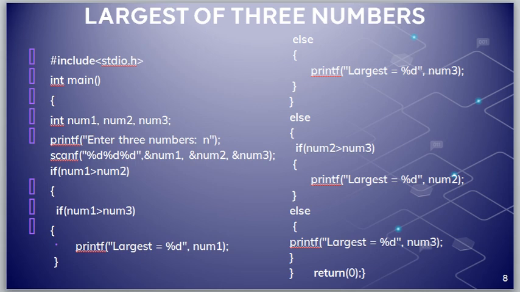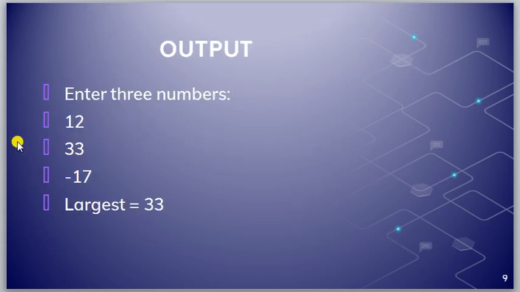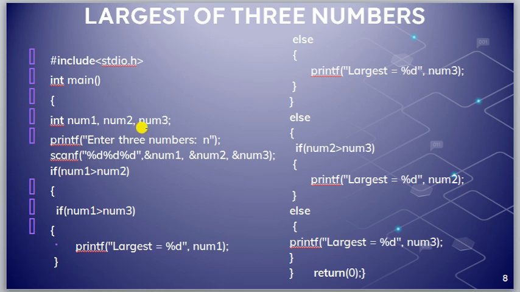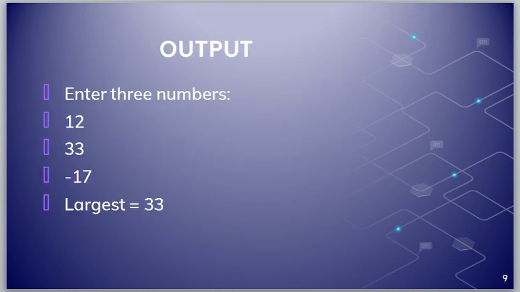So what will be the output here? First we will have a display of enter three numbers. Then we are inputting three numbers like this. Then the output will be largest equal to 33. So this is the output of this program. We are entering three numbers. Then all the possible comparisons are made, then the corresponding result is produced, and the largest will be produced like this.